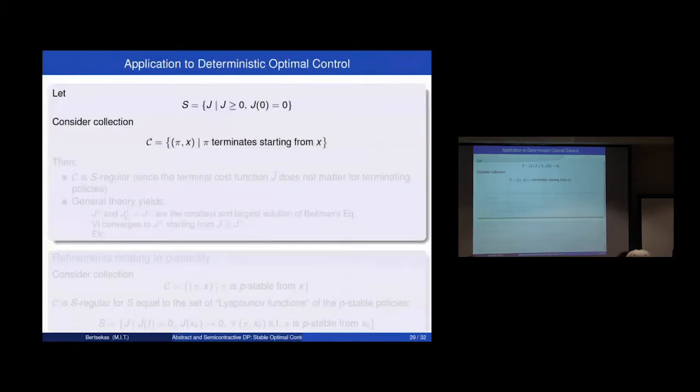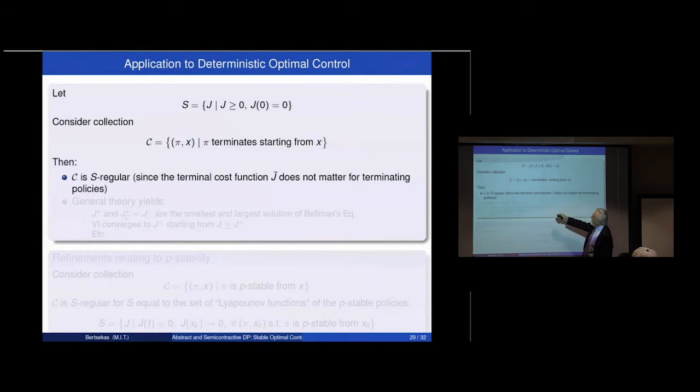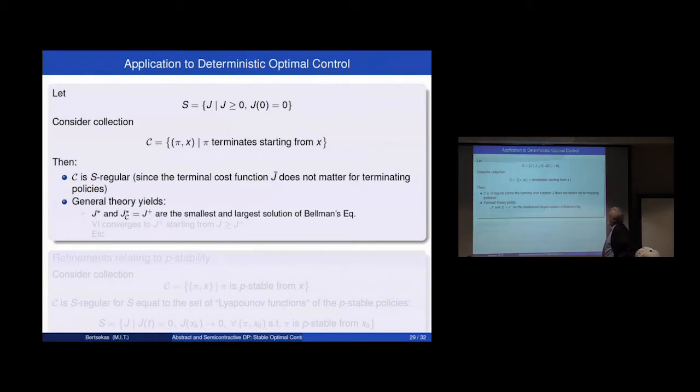Okay. So now, one slide to make the relation back to the deterministic optimal control. In the deterministic optimal control, we'll let this be the set S, and we consider this collection of policy state pairs such that this policy terminates starting from the state. Then it's easy to show that this C is S regular because the terminal cost function does not matter for a policy that terminates. The terminal cost is going to be 0. And the general theory applies.